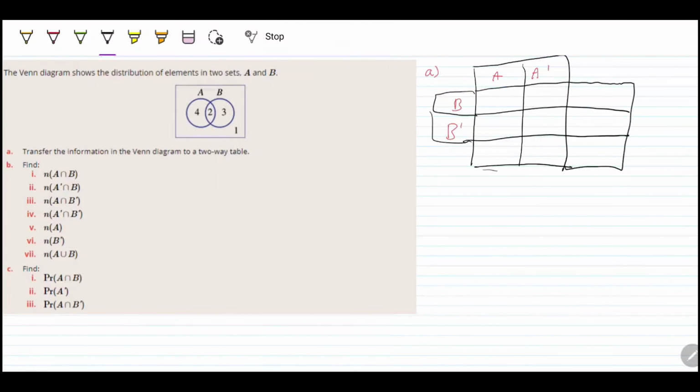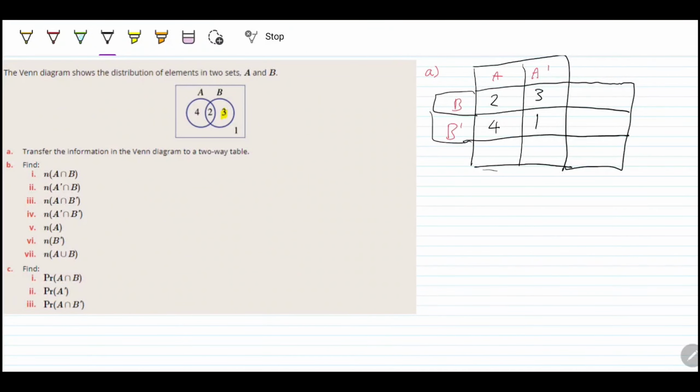Part A, we want to represent this Venn diagram as a two-way table. So A and B, we can see that they've got 2 elements in there between the intersect. Now everything that is not A, but B, so only B, this is going to be 3. If we go across, everything that is A and not B will be 4. Everything that is not B or not A will be 1.